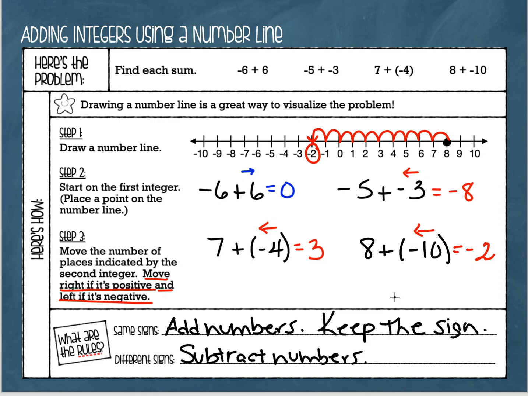In the last example, I have an 8 and a 10. Well, 10 is a bigger number, right? 10 has a larger absolute value. And since the 10 was negative, I ended up with a negative 2.